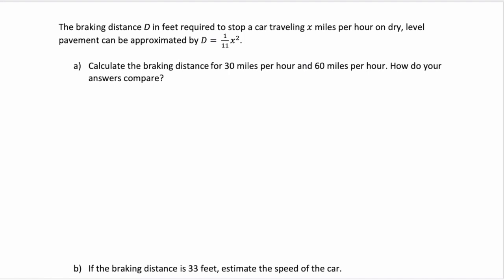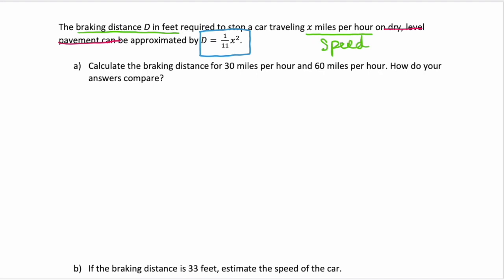Now, the problem with word problems is that they always give you a lot of extra information. So let's get rid of all of that and just concentrate on what we need to know. So we don't care that we're on dry level pavement. What we do care about is this equation: D equals 1 over 11 times X squared. And then we also care that D is the braking distance in feet, and X is miles per hour. So that would be our speed.